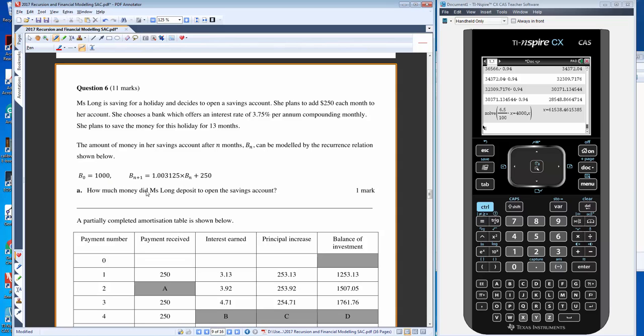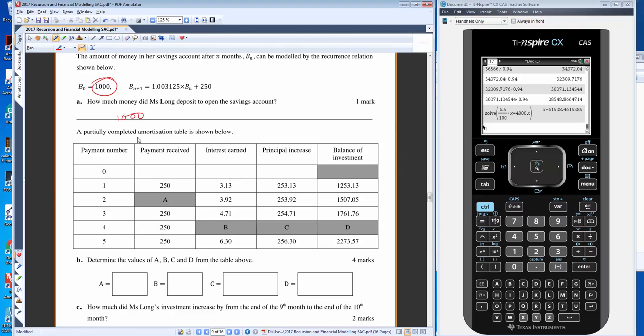So how much money did Ms. Long deposit to open the savings account? So it must have been the initial value, $1,000. Alright, so we've got the partially completed amortization table. Balance of investment would have been $1,000 at the start. A obviously was $250. Now what we know is she's basically multiplying by this amount here and adding $250 each time. Okay, so to work out this value here, we're going to use this previous balance and multiply it by this amount here to get this amount.